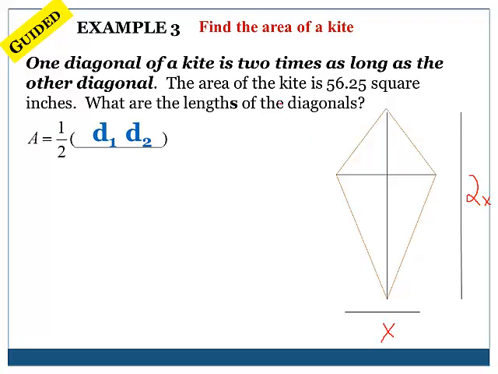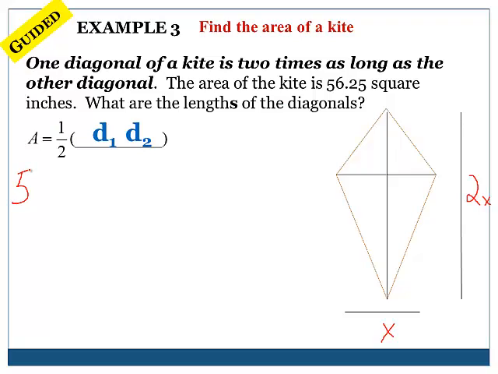The formula for the area of a kite is A equals 1/2 diagonal 1 times diagonal 2. We have our diagonals here, which are represented by these two lines, 2x and x. Now let's plug them in and let's solve for x. We are given our area, and it says that the area of the kite is 56.25 square inches.